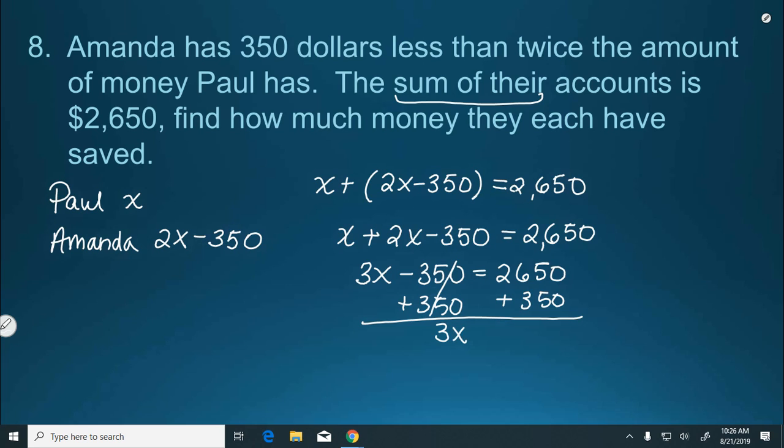So 3X equals: 0 plus 0 is 0, 5 plus 0 is 5, 6 plus 2 is 8... carry the 1. 6 and 1 is 7 plus 3 is 10, carry the 1. $3,000, divide by 3, and X equals $1,000. So we know Paul has $1,000.